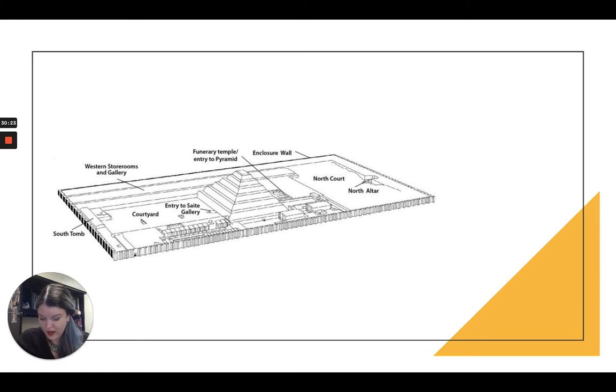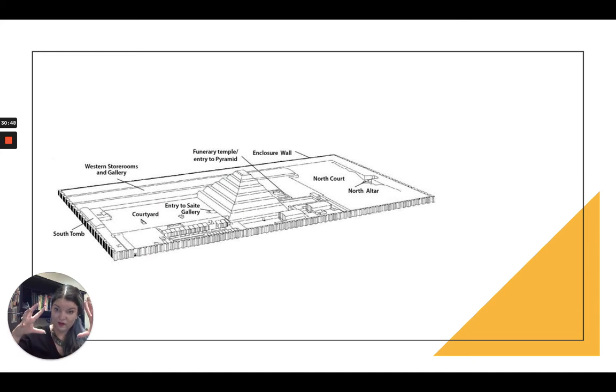So we have Djoser's stepped pyramid here, which is at Saqqara, and it's a necropolis. So it's a city of the dead. There are other people buried here as well. We have this whole structure that is built. So we have tombs of other people. This would be his queen, and important people in his court, this kind of thing.